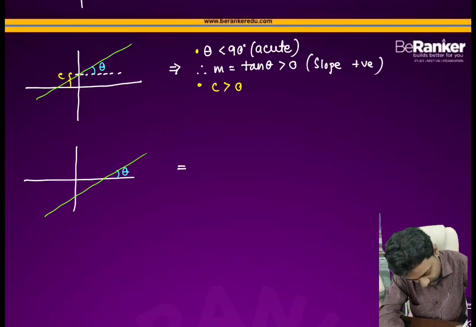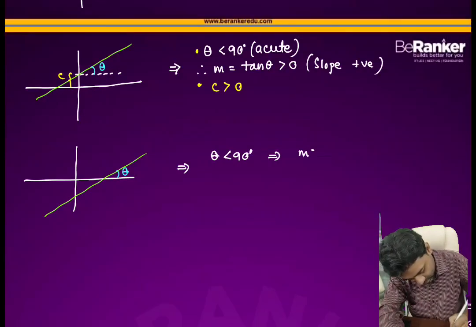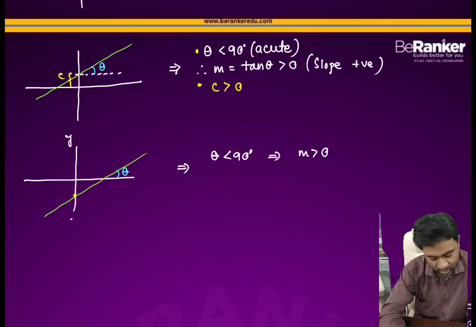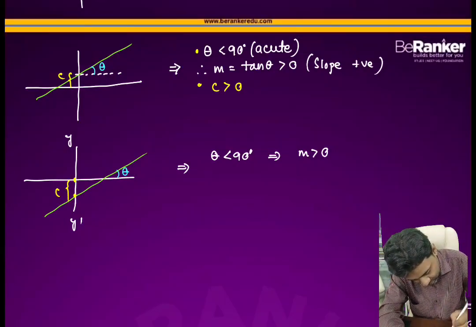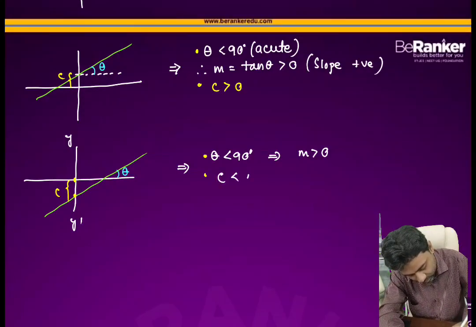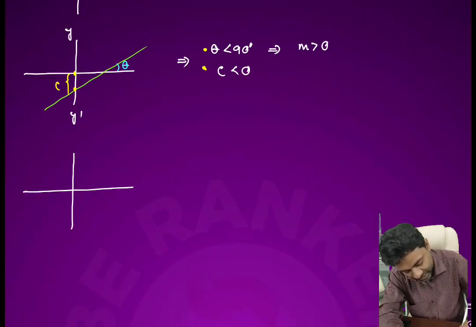Look at this graph. Here also theta is acute. So you can directly now say that m will be positive, because for acute angles of inclination, the slope is positive. But what about c? You see, c lies towards negative y-axis. So this is the c, y-intercept. So here the y-intercept, you can clearly see, it's less than 0. The y-intercept is negative here.